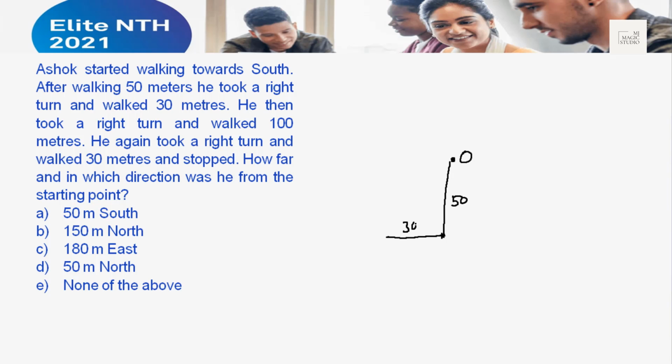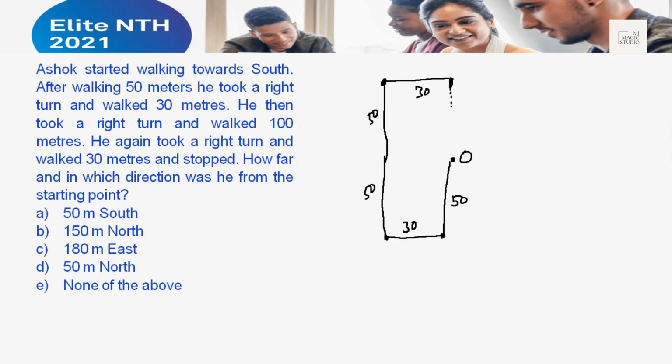And walked 30 meters. He then took a right turn, walking towards west. Right turn means he must be walking towards north and walked 100 meters. So this is 50 and 50 more, 100 meters. He again took a right turn and walked 30 meters.